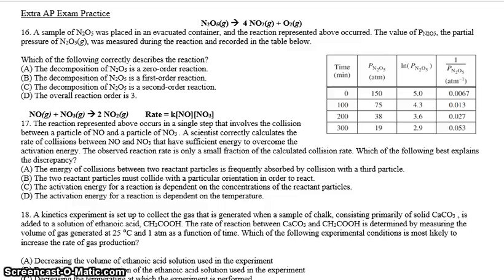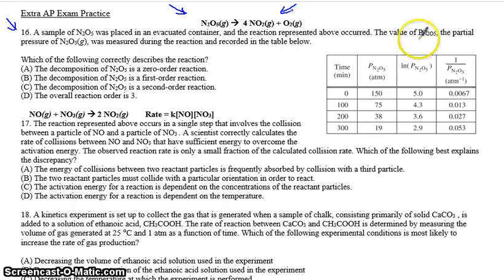These are the AP exam practice questions for our Chapter 14 review. So let's take a look at them. The first question here, number 16, says a sample of N2O5 was placed in an evacuated container and the reaction represented above occurred. So we see N2O5 decomposing into two products, NO2 and oxygen.